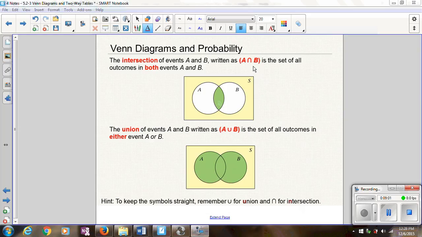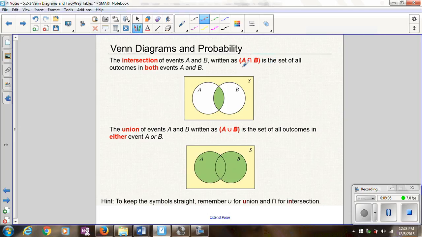And note the symbol that we use to represent an intersection. We use an upside down U. So an upside down U is the same thing as an intersection, and it means the same thing as when both events A and B occur at the same time. So keep those things in mind.